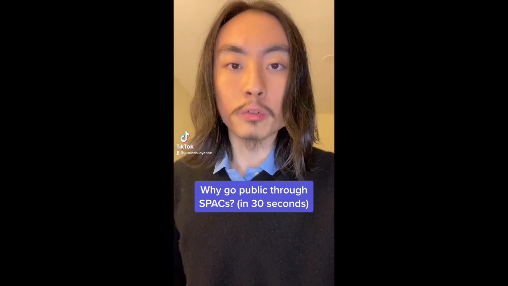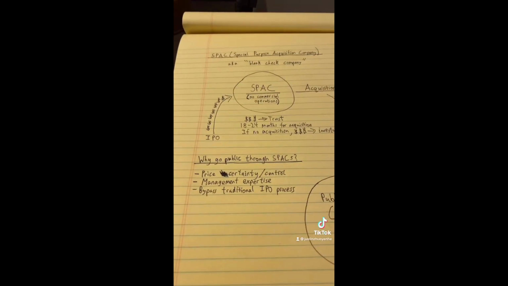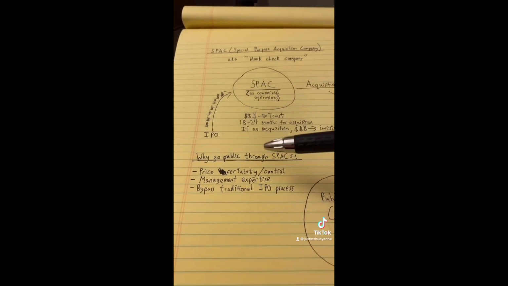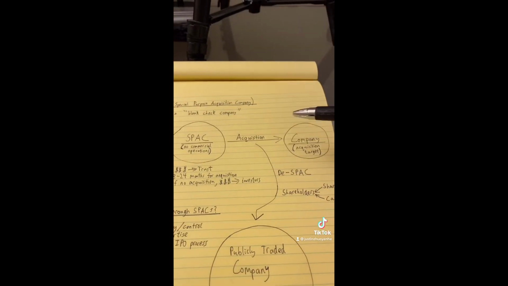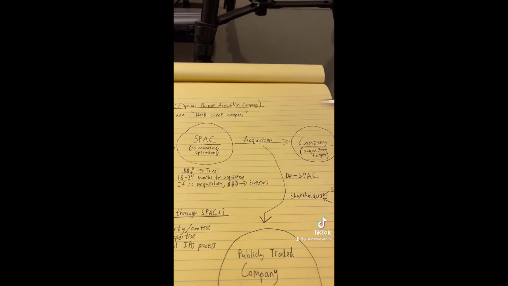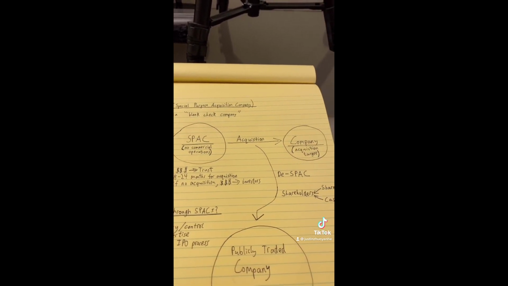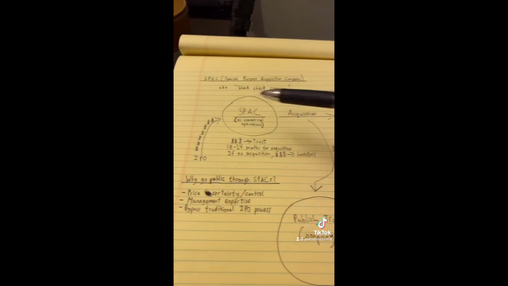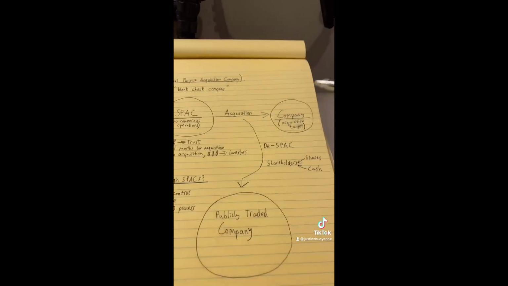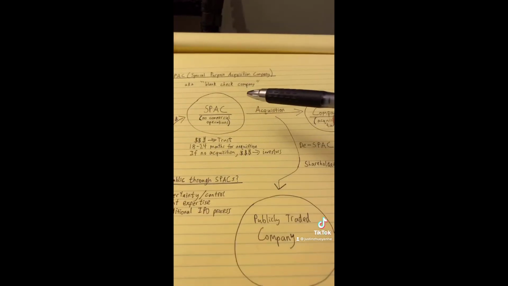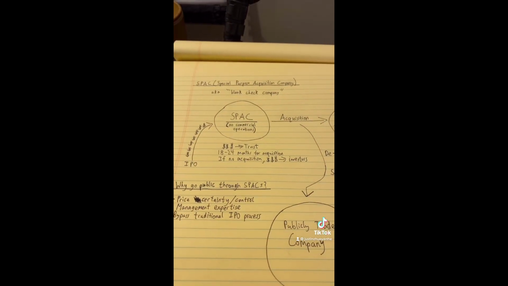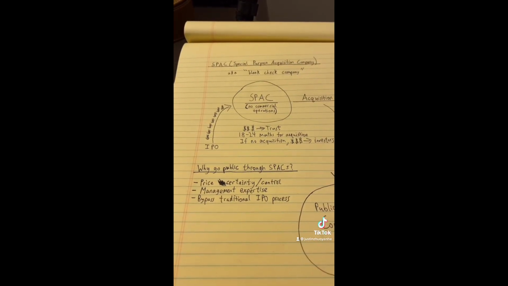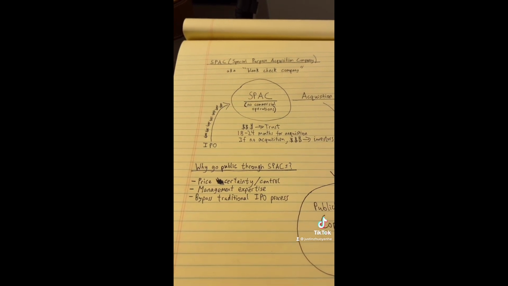Why go public through SPACs? The three main reasons why companies decide to go public through SPACs are, first, price certainty and control, because when you do a SPAC acquisition, you can negotiate the price and have more certainty over it. And second, to take advantage of the management expertise of the SPAC company, because the acquired company can take advantage of the SPAC company's expertise. And lastly, to bypass the traditional IPO process, which has its own inconveniences.